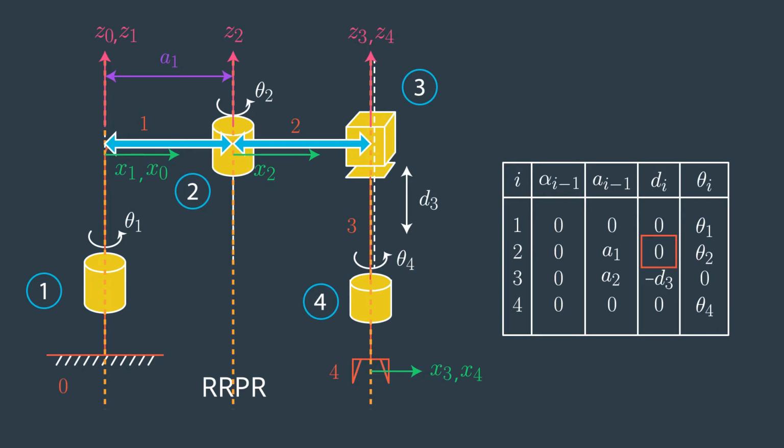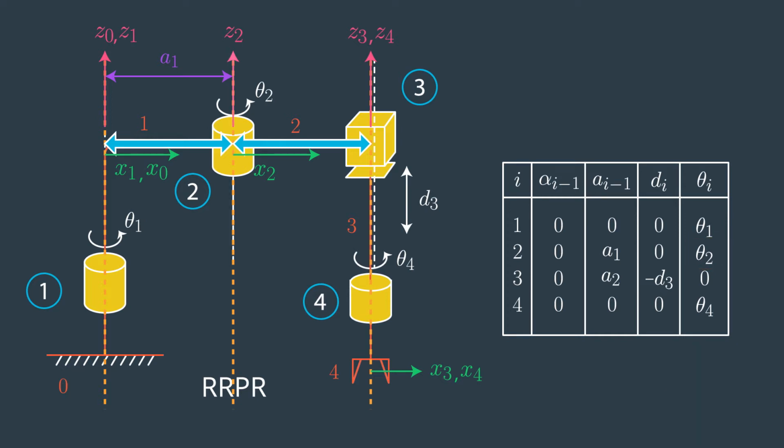D2 is the signed distance from x1 to x2 measured along z2. Since x1 is collinear to x2, d2 is 0. Joint 2 is another revolute, and in fact, the same logic applies as you saw in joint 1. Therefore, theta 2 is just theta 2.